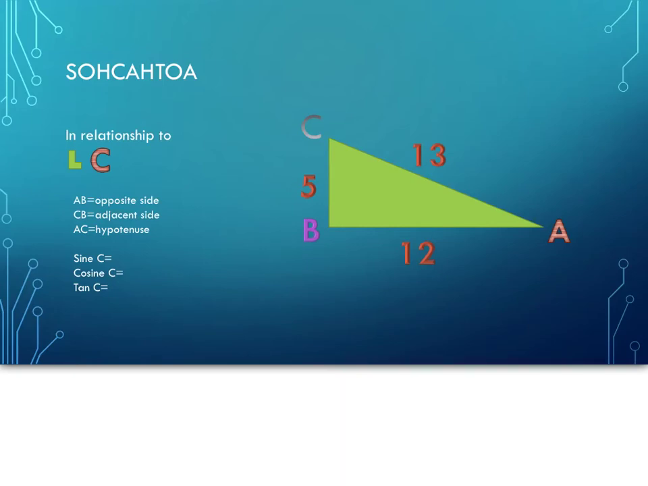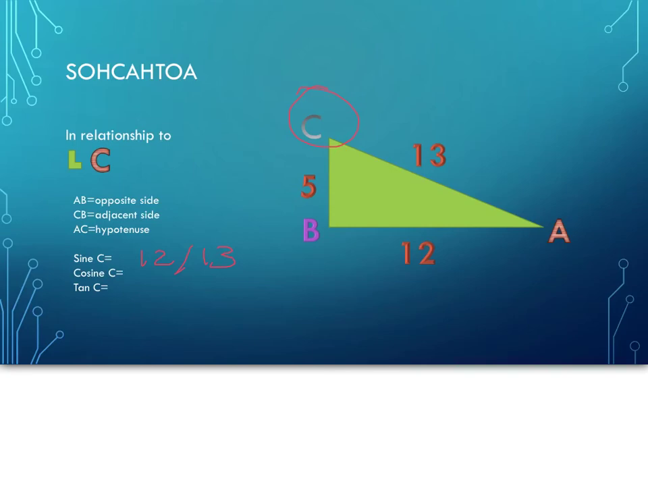Now let's consider angle C. Here's angle C up here. And for angle C, the sine of C is the opposite over the hypotenuse. So it's the opposite, which is 12, divided by the hypotenuse, which is 13.